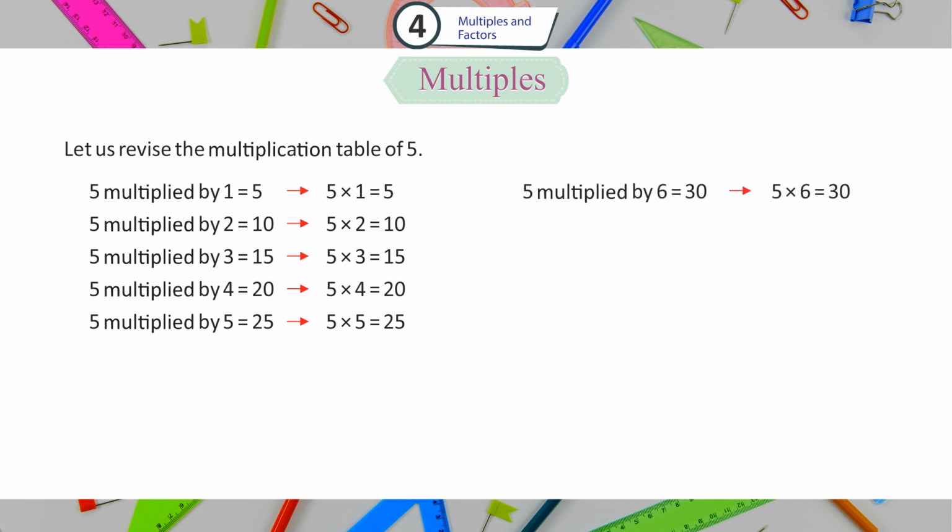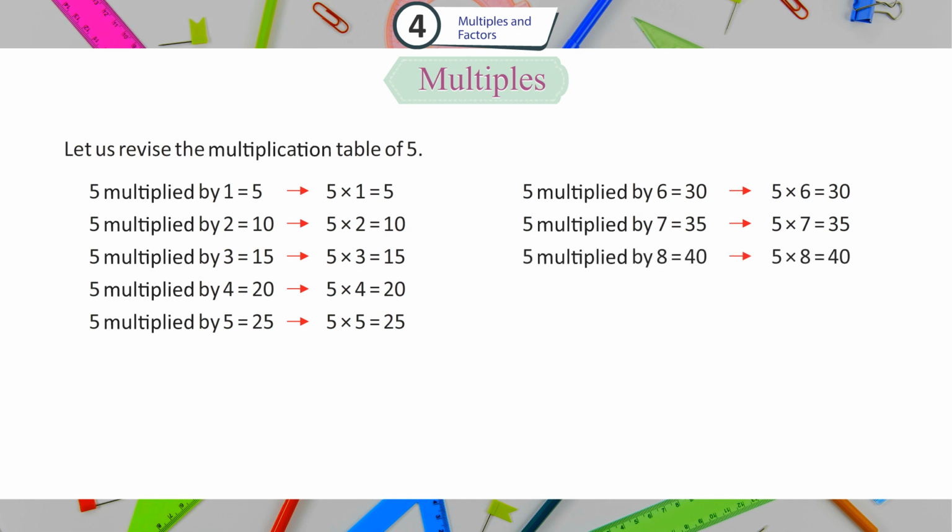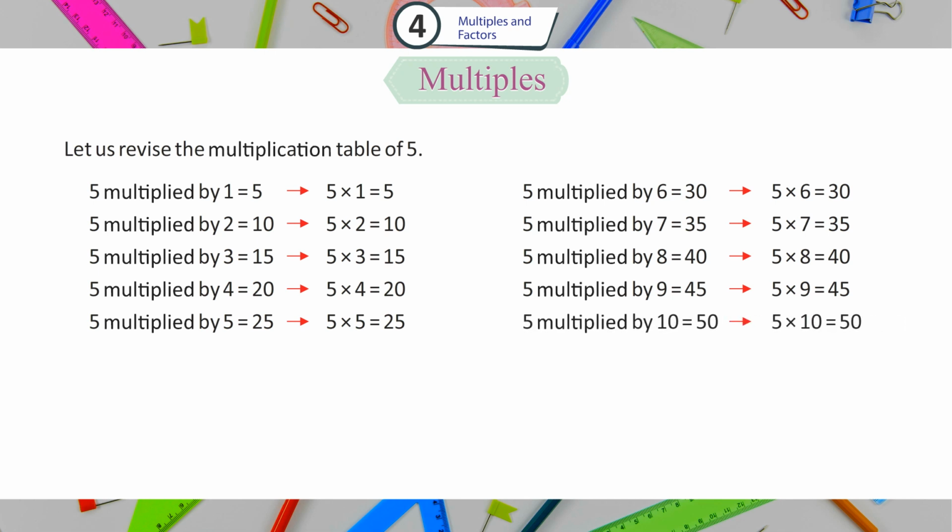5 multiplied by 6 is equal to 30. 5 into 6 is equal to 30. 5 multiplied by 7 is equal to 35. 5 into 7 is equal to 35. 5 multiplied by 8 is equal to 40. 5 into 8 is equal to 40. 5 multiplied by 9 is equal to 45. 5 into 9 is equal to 45. 5 multiplied by 10 is equal to 50. 5 into 10 is equal to 50.